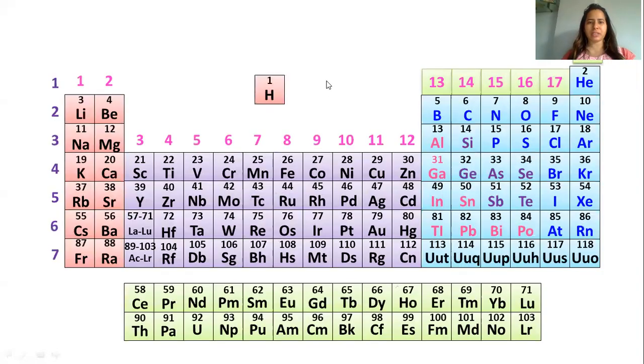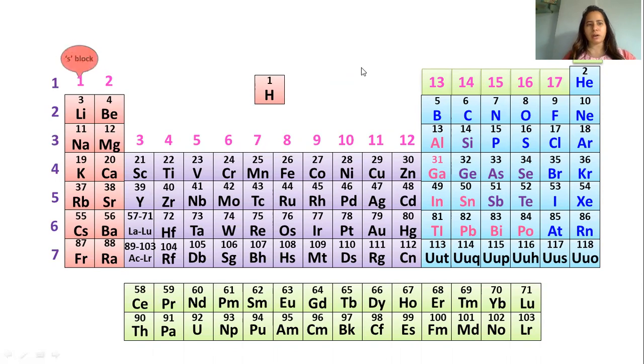So let's begin. When we talk about the periodic table, we have studied that in a periodic table we have four blocks. If the elements' last electrons enter into the S subshell, we call it S block. If it enters P, we call it P block. If it enters D subshell or F subshell, we call them D or F block elements.